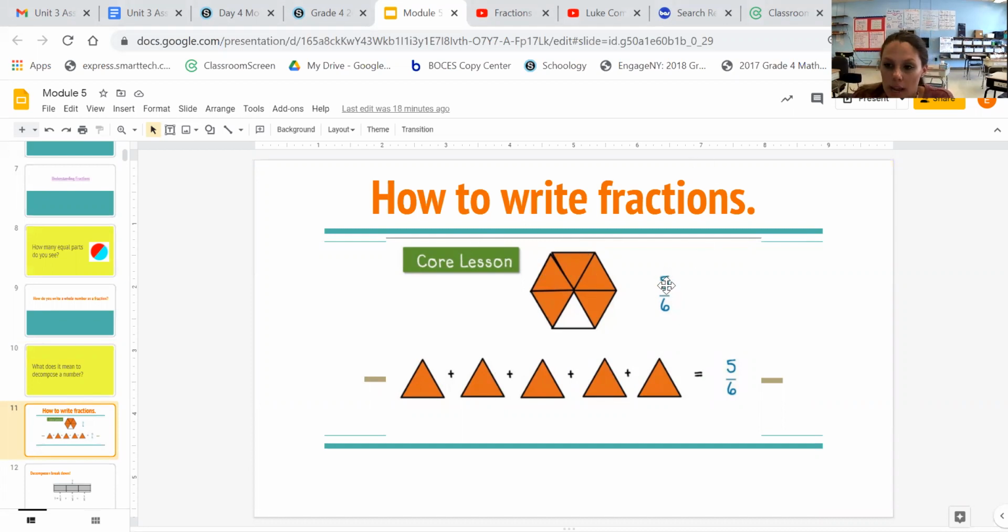So my numerator, my number that's on top, is 5 to represent the parts. And the denominator represents the whole object. There's a total of 6 parts. That's why my denominator is 6. So it's part and whole, okay? Numerator, denominator.